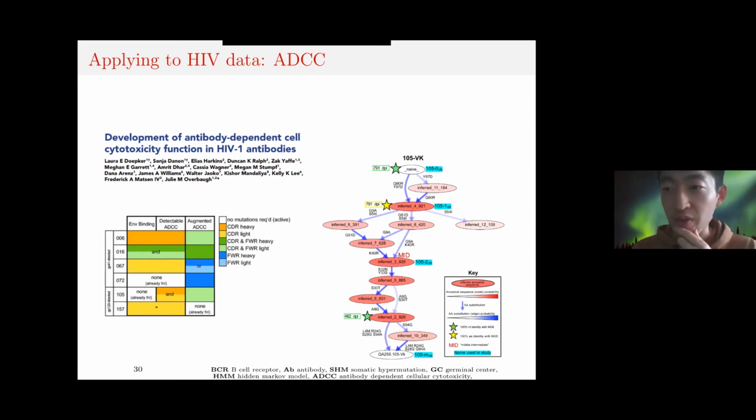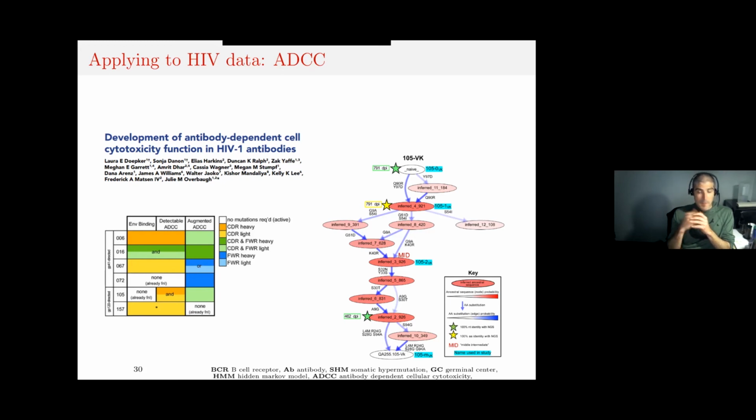I also have a question about the hypermutation. Are we assuming that the hypermutation is always at the same rate in the whole process, or that it could be changed? Yeah, no, it's a variable rate. It definitely changes a lot.